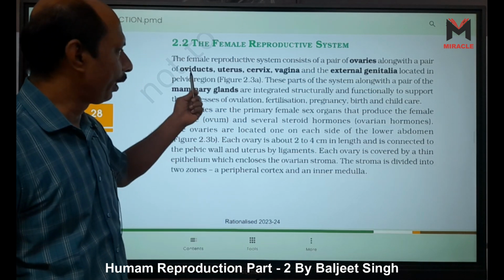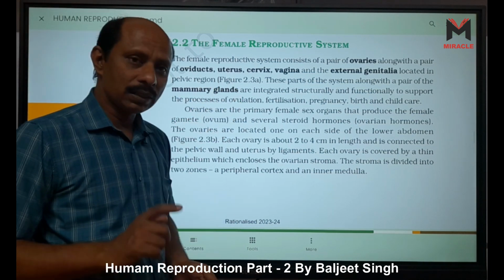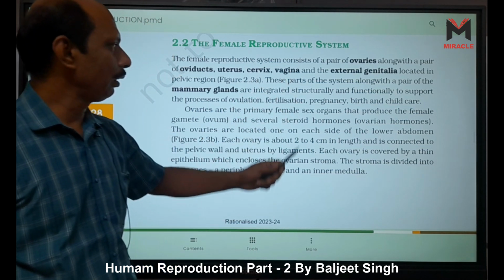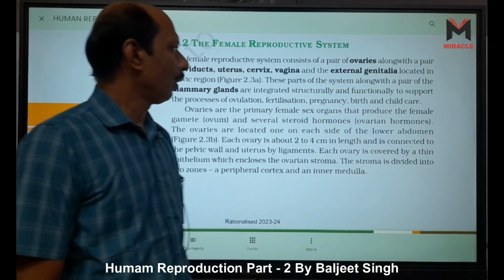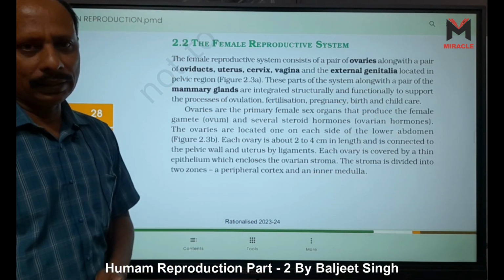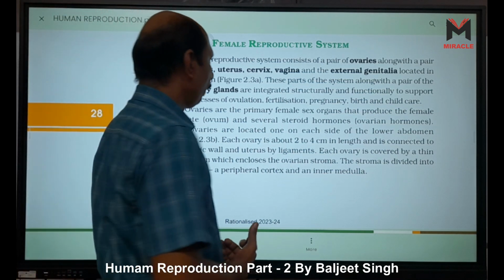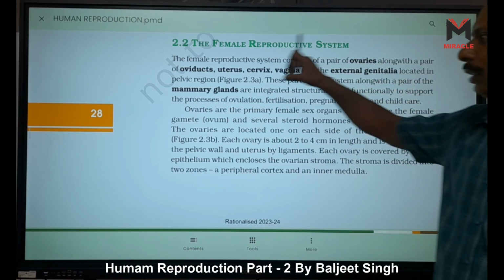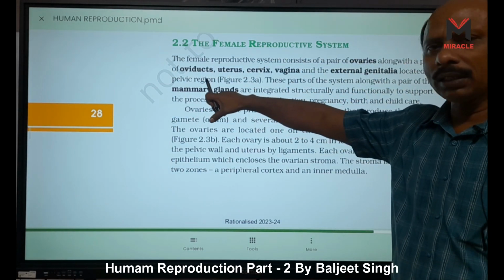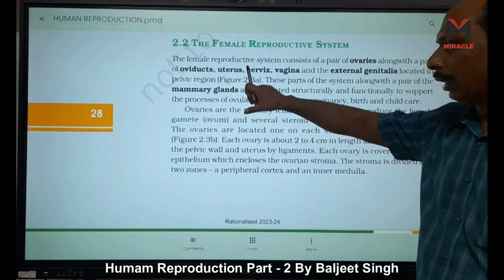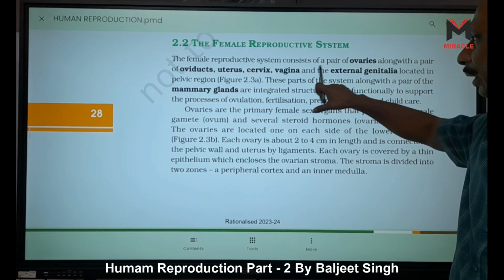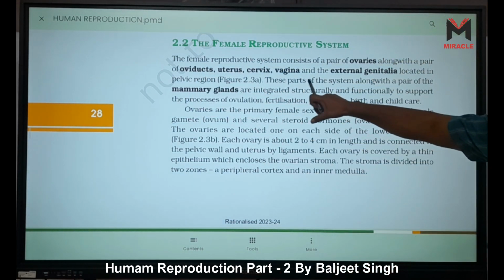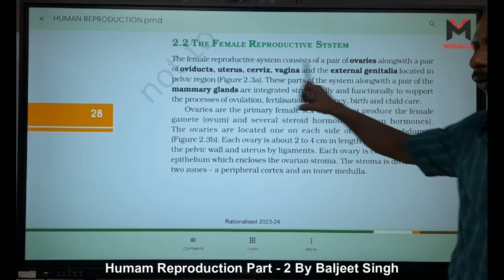The paired organs are the oviducts; then there is a single uterus, a single cervix, a single vagina, and the external genitalia, which is located in the pelvic region. In a female reproductive system, there is one primary organ, that is the ovaries, and the others are secondary: a pair of oviducts, single uterus, single cervix, single vagina, and the external genitalia present in the pelvic region. These parts of the system come along with a pair of mammary glands.